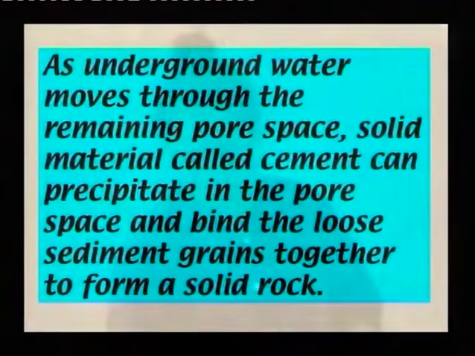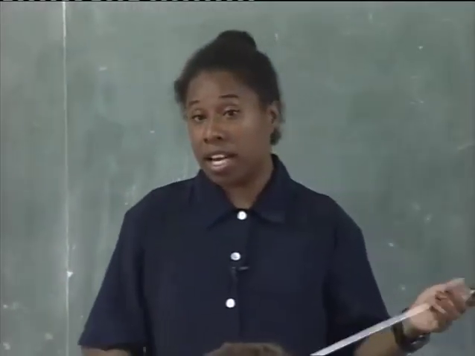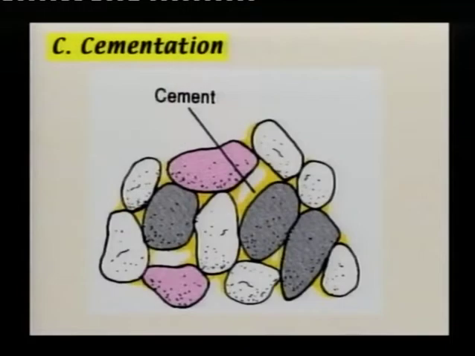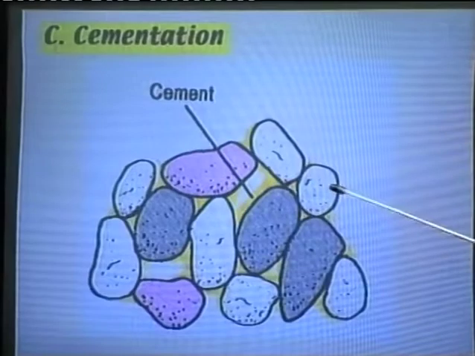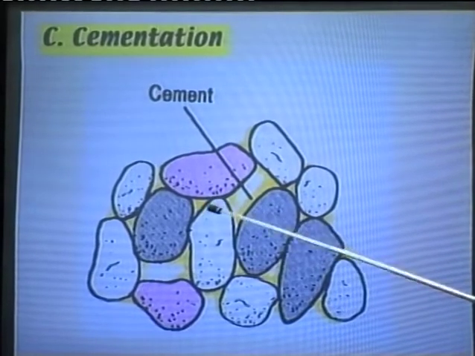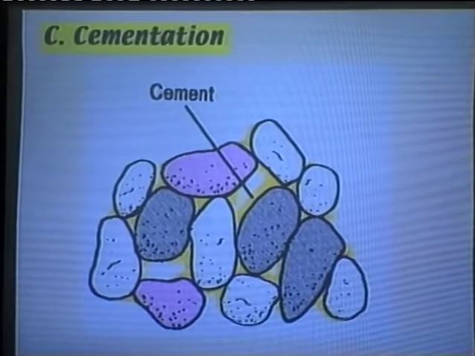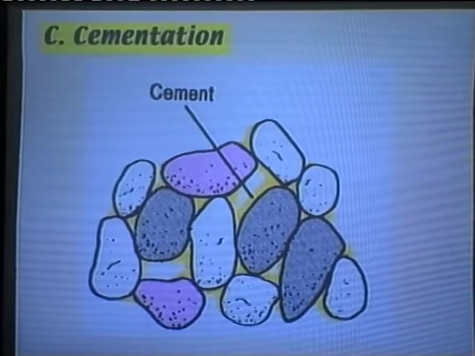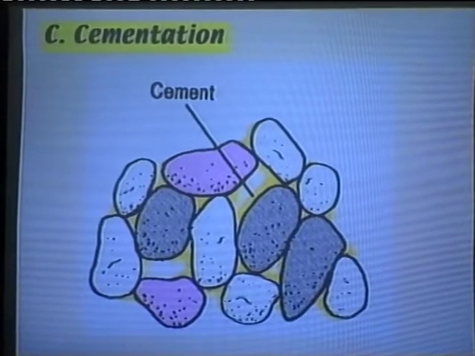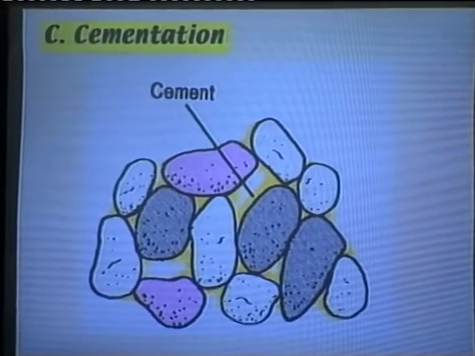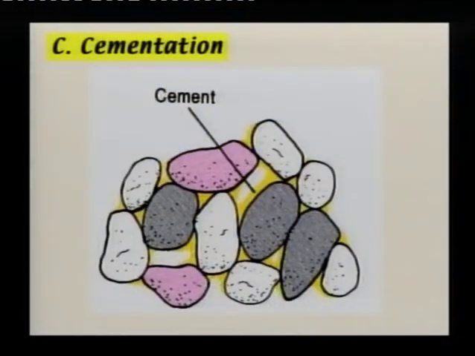So note, the next stage after compaction comes cementation, and that is where you can see from the diagram here the yellowish color shows us that the process of cementation has taken place, and through that process the sediments are bound together. And when they are bound together and they are compact, then we can classify them as sedimentary rocks.